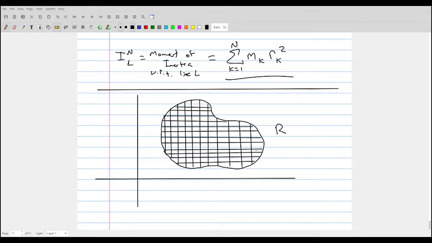We can directly apply our formula for finite masses, because when we partition our region R into multiple different pieces, each piece is a piece of mass delta Mij, which is approximately the mass density of that piece at the sample point in the piece, multiplied by the area of the piece.